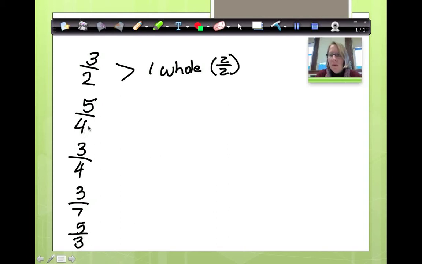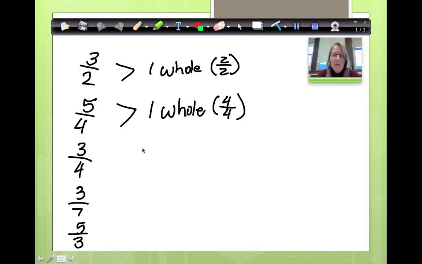Okay, now 5/4. Is that greater or less than a whole? Well, how many fourths does it make to make a whole? So here's 1 whole, and how many fourths does it take? It takes 4/4. So that would make it be greater than.